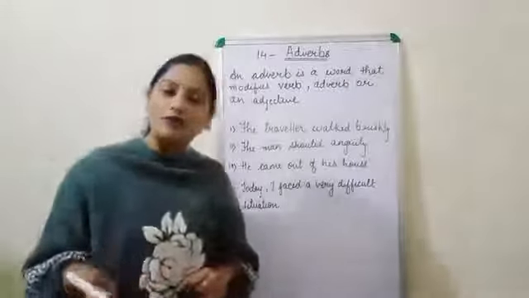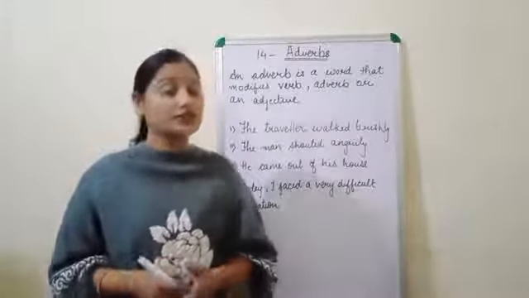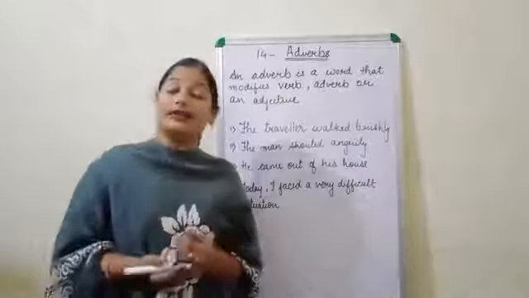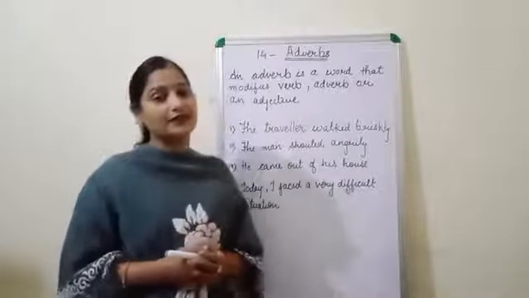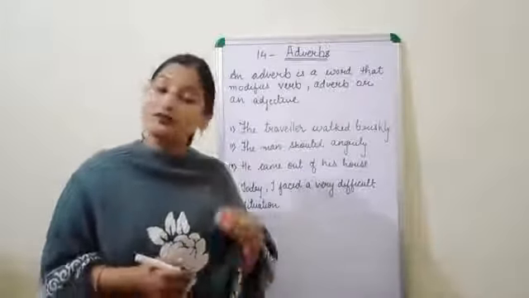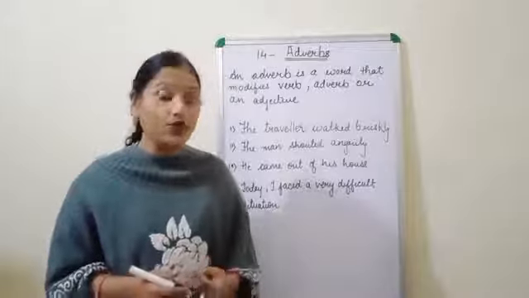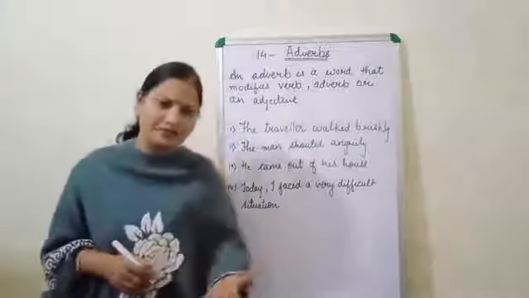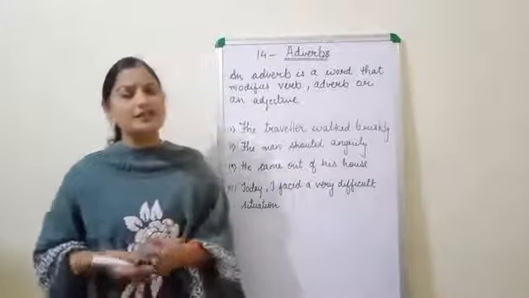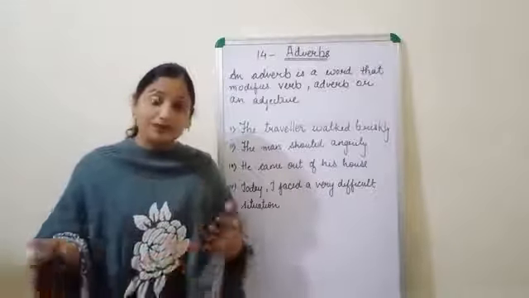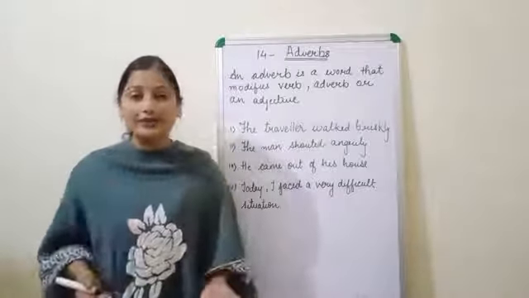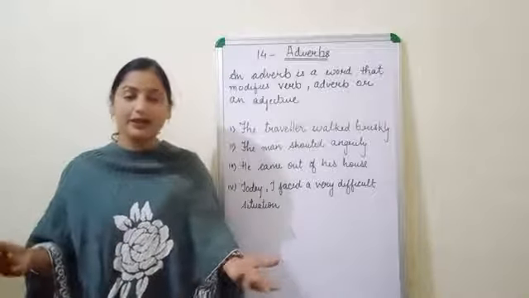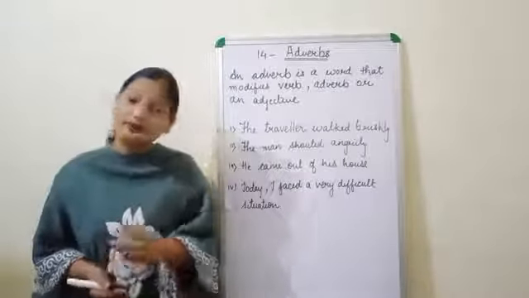Now, we have already studied the definitions of adjective and verbs. In the case of adjectives, we have learned that any word which qualifies a noun or pronoun is called an adjective. For example, if we say that she is happy, we are telling the quality, the condition of she. So in this case, happy is your adjective.